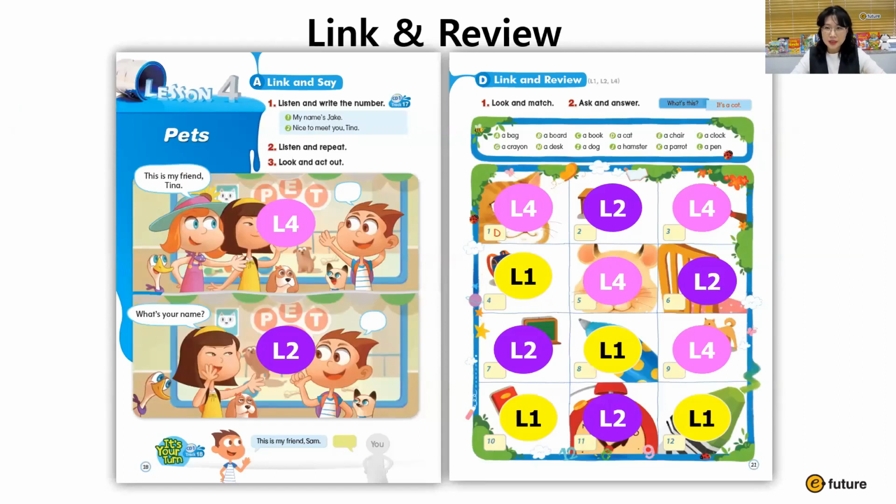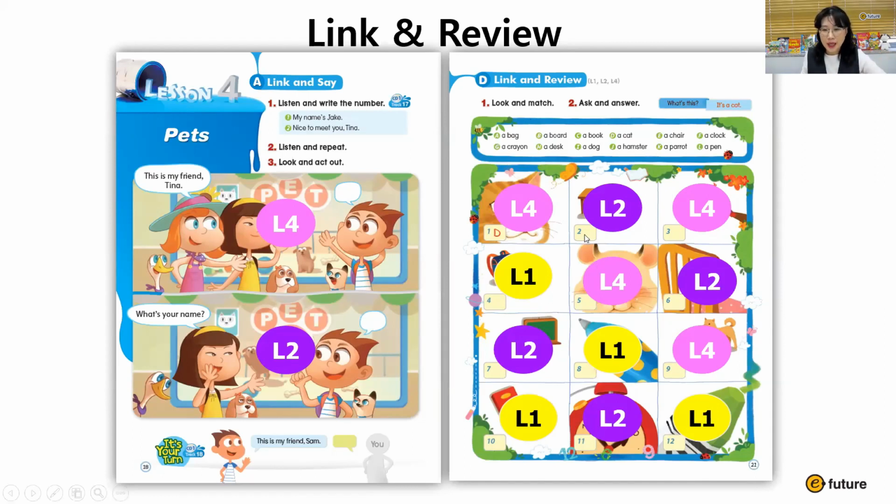This is Smart English, one of our course book series. Here, this is lesson 4. The new target is here, right? L4 is lesson 4. And when you learn the new target, you link that with your old target from lesson 2 and practice together. So this is link and review so that you can remember and retain the language targets.